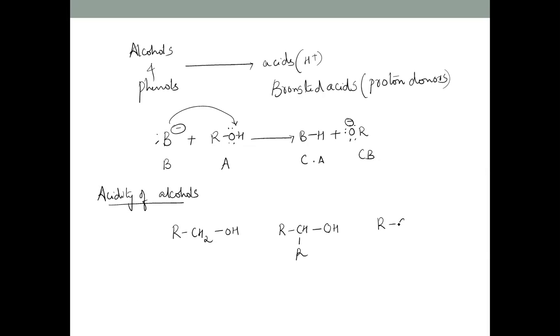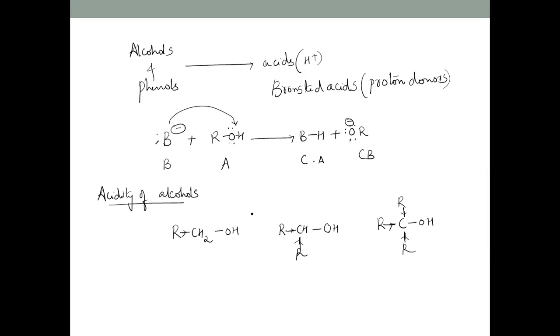And this is tertiary alcohol. If I compare the acidity of all these three types of alcohols, which is more acidic? We can understand the acidity of this based on the electron donating effect of this R group here. We know that R here, that means alkyl group, is an electron donating group, right? So electron releasing group, they are releasing the electrons towards this carbon atom.